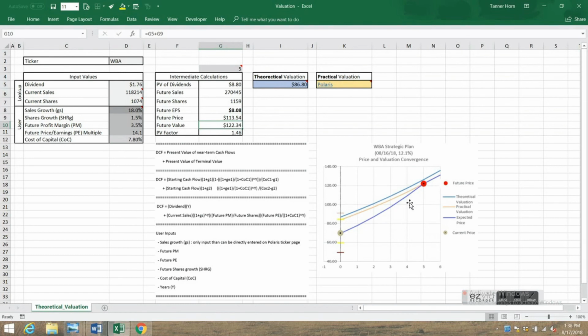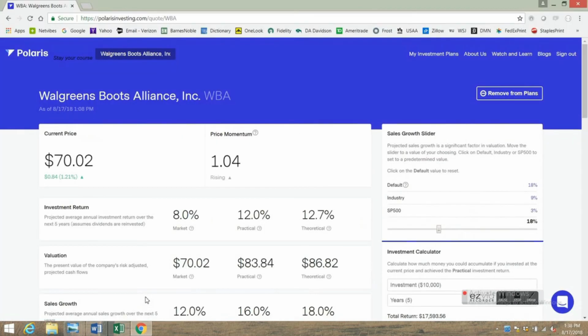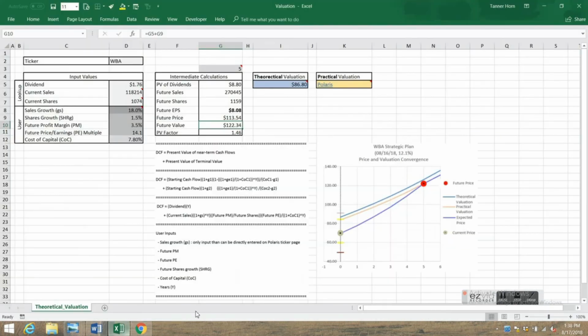All right, I'm going to go back to the graph for a second, and you will notice that the blue line here at the top represents the theoretical valuation, and when I discount it back, I get the actual $86.80. The red dot represents what you as the investor would forecast for a future price that you would target, which is actually coming from the practical valuation. Now on the website you only see the present value of that practical, 83.84. So that's really back here, right where this yellow line is, 83.84.